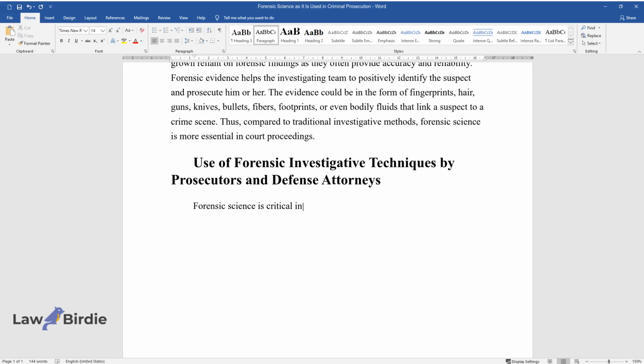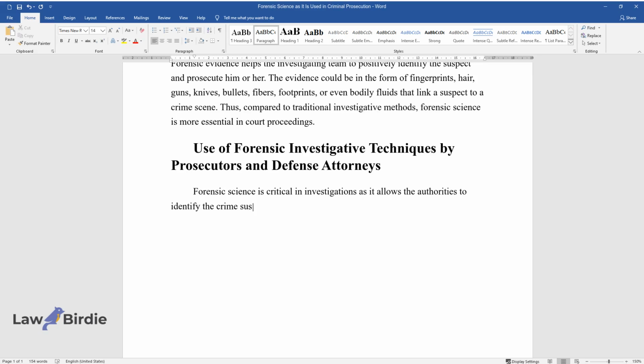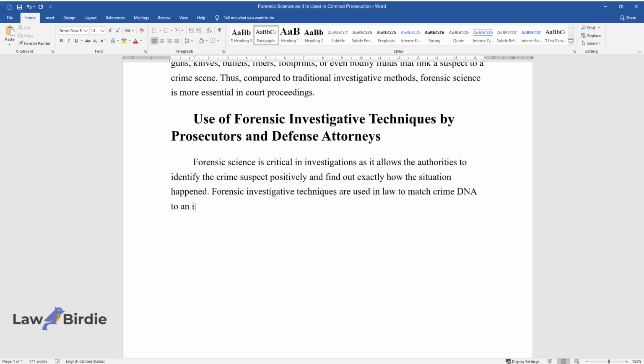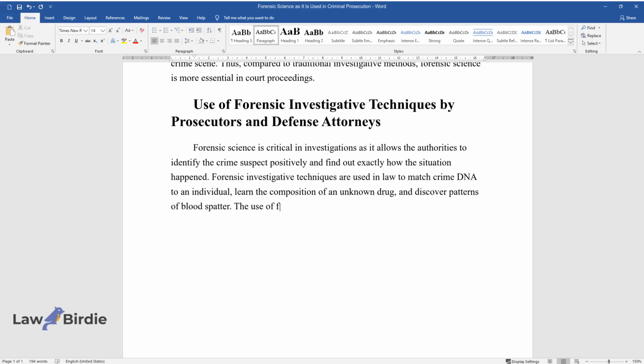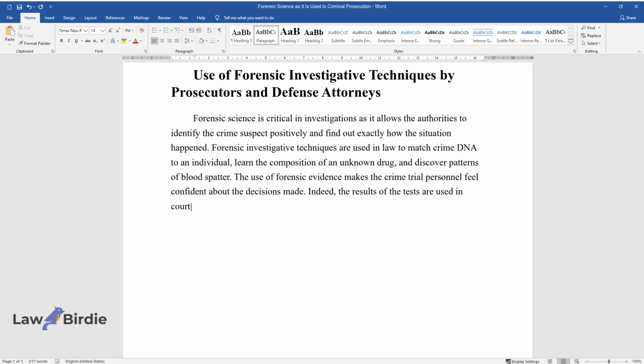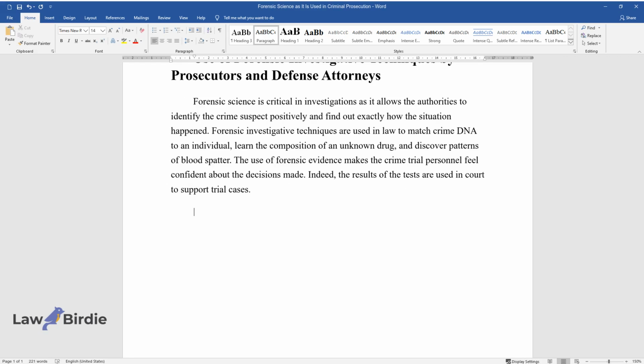Forensic science is critical in investigations as it allows the authorities to identify the crime suspect positively and find out exactly how the situation happened. Forensic investigative techniques are used in law to match crime DNA to an individual, learn the composition of an unknown drug, and discover patterns of blood spatter. The use of forensic evidence makes the crime trial personnel feel confident about the decisions made. Indeed, the results of the tests are used in court to support trial cases.